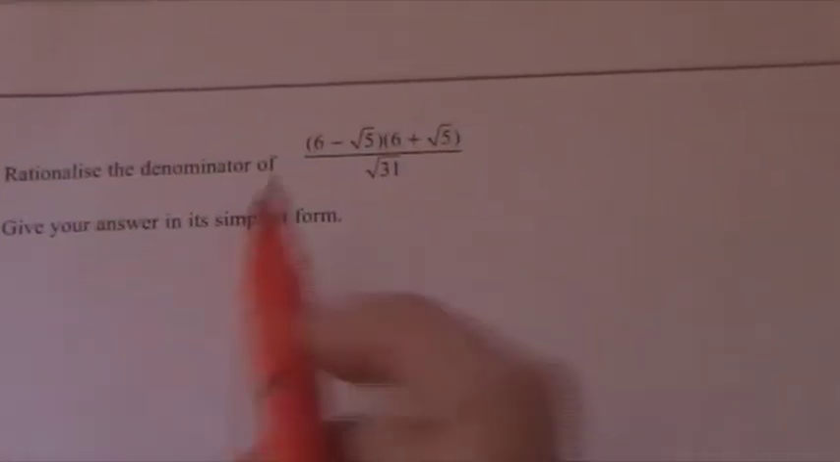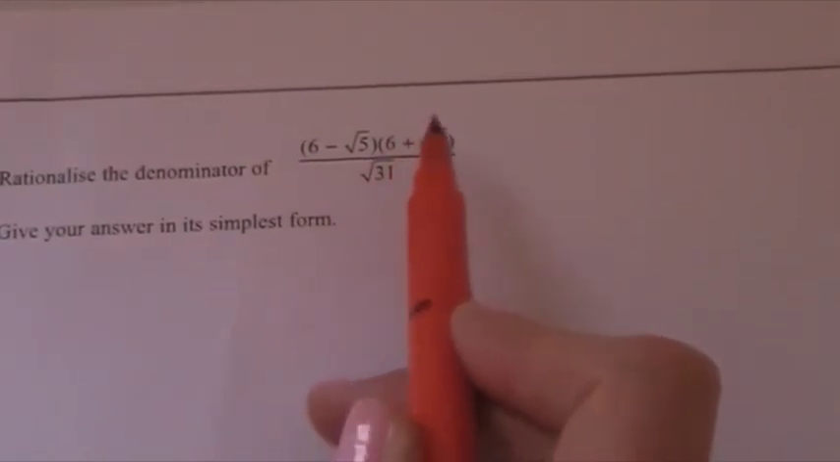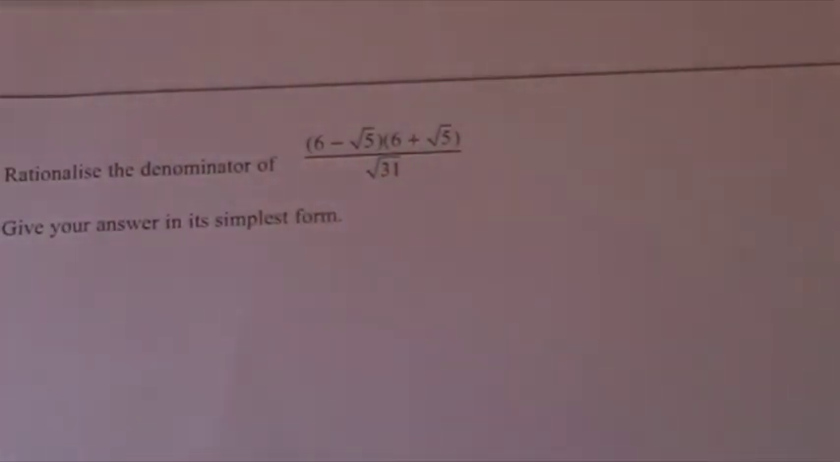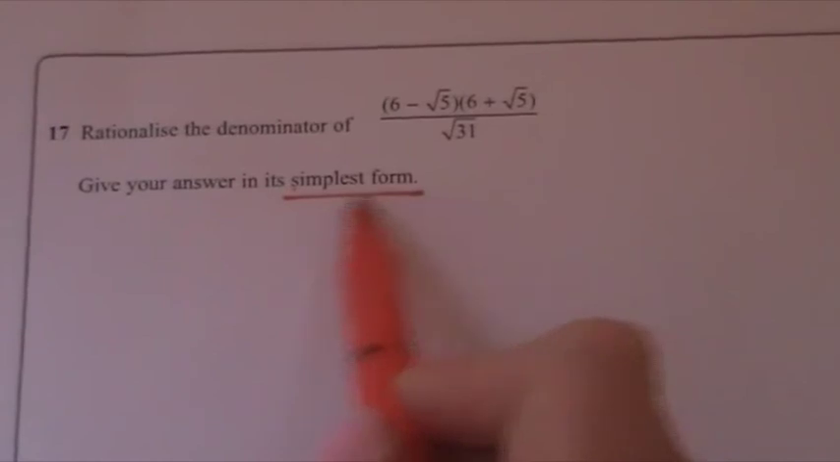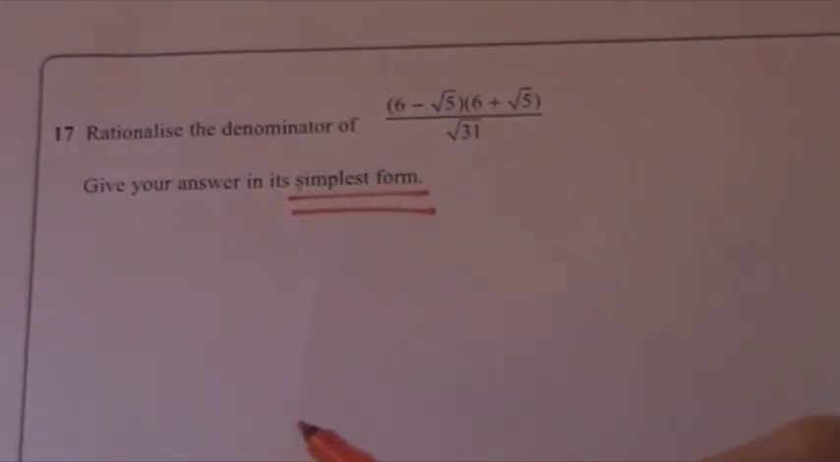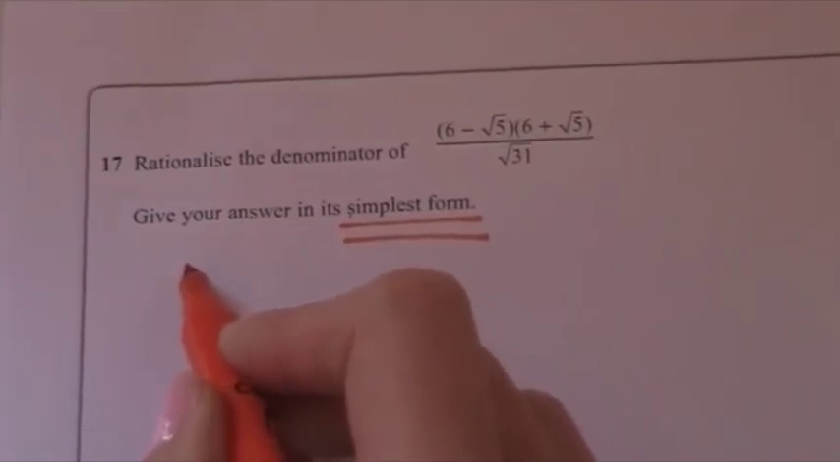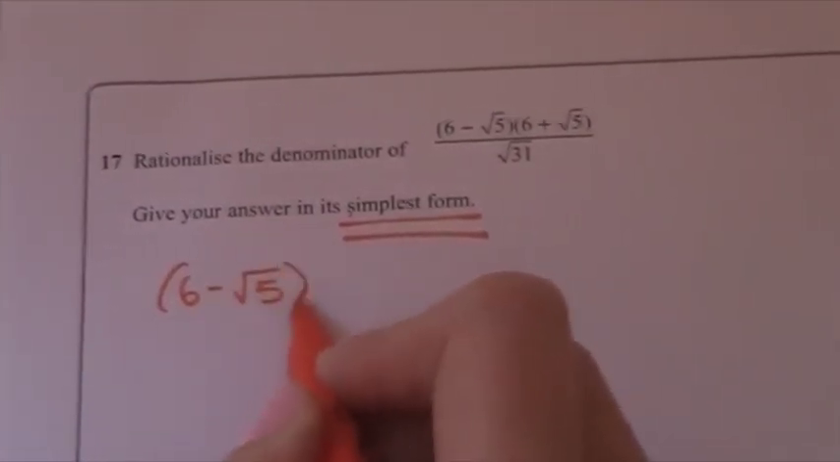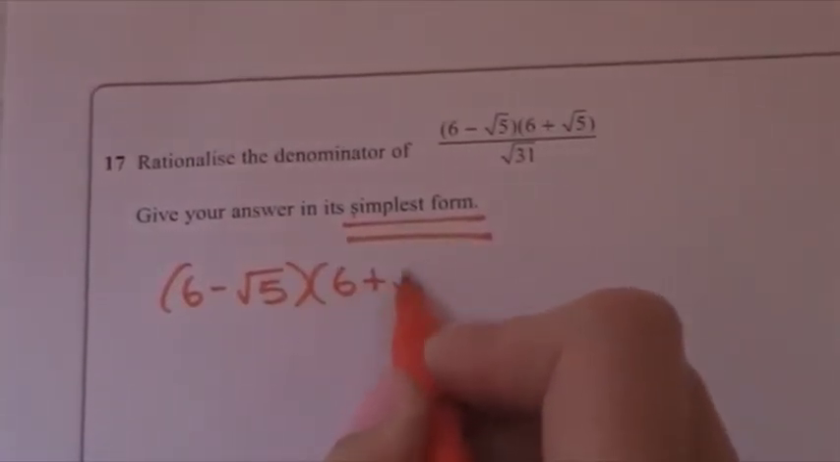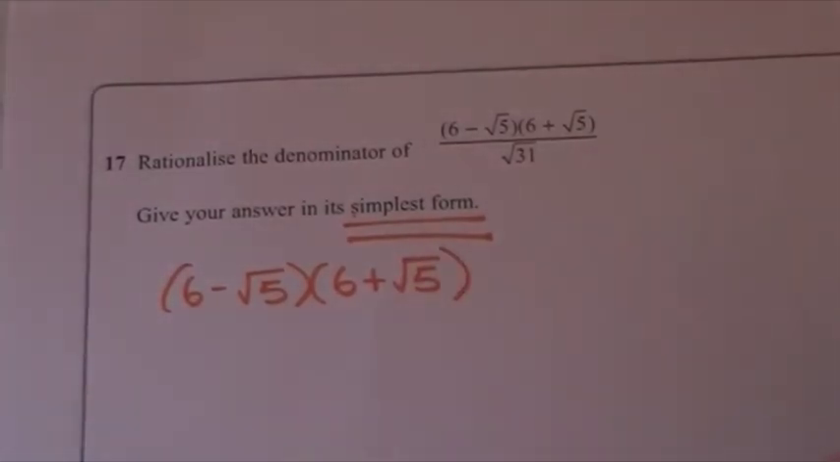Question 17. Rationalise the denominator of (6 minus root 5)(6 add root 5) all over root 31. Give your answer in its simplest form. So first thing we're going to do is deal with the top up here. We need to multiply out these brackets. So we've got 6 minus root 5 multiplied by 6 add root 5.